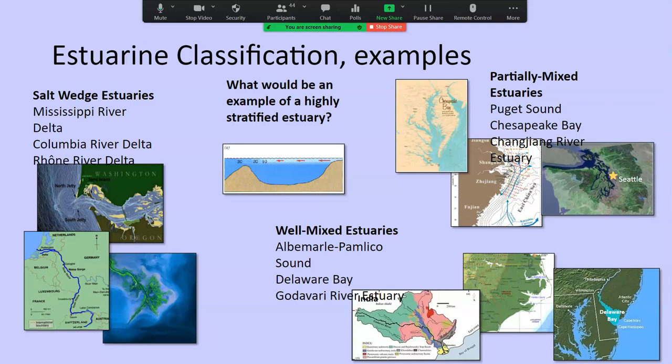So what do you think would be an example of a highly stratified estuary? So that's a weird case. What do you think would cause that kind of interruption in saltwater flow? Fjords, yeah, absolutely. So fjords often have a highly stratified classification because of the glacial moraine or sill at the seaward edge of the fjord, which blocks saltwater flow and prevents a lot of mixing from happening.